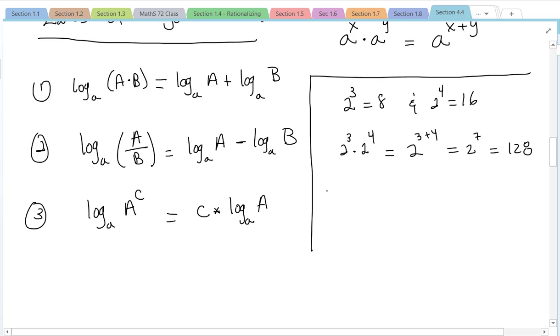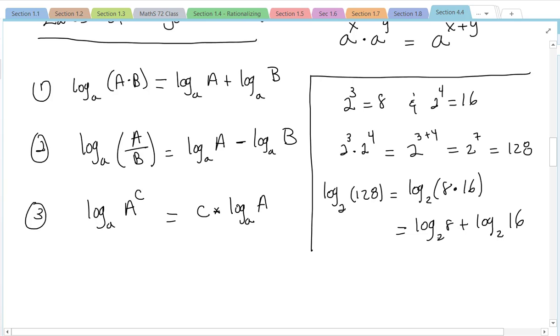Now, with a logarithm, I'm going to start with the 128. So log base 2 of 128, and I'm going to backtrack but in logarithm form. This is the same thing as saying log base 2 of 8 times 16, right? 8 times 16 is 128. And so now I have log base 2 of 8 plus log base 2 of 16. Log base 2 of 8 is equal to 3. So I have 3 plus, what exponent do I put on 2 to get 16? 4. So I get 7. So log base 2 of 128 is 7, which is when you multiply the same bases, you add the exponents. So my exponent was 7.